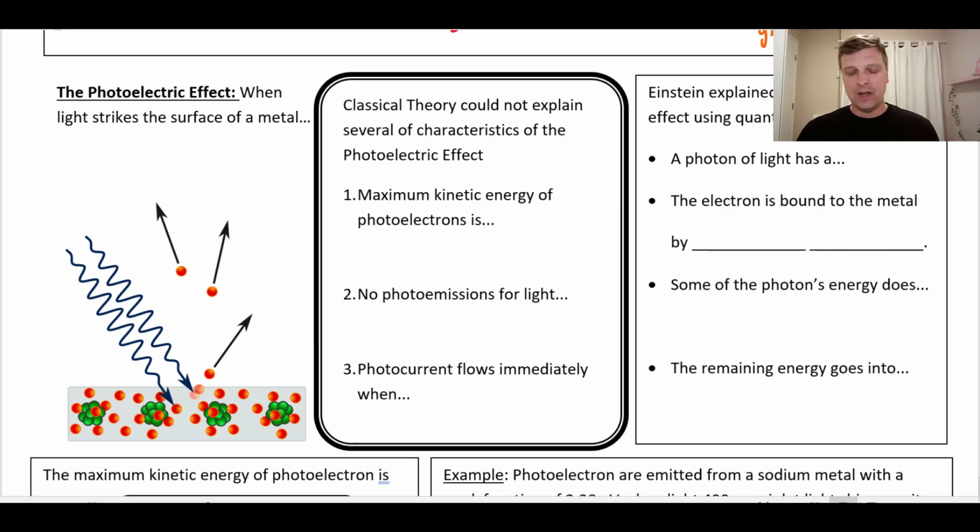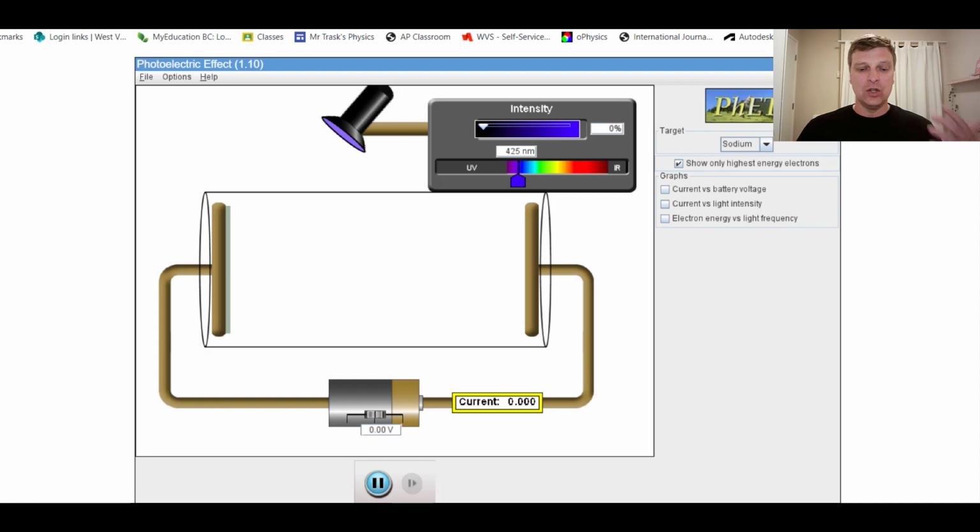Now, the photoelectric effect is something that had been observed for a while, but again, didn't really have a satisfying explanation. Essentially, what the photoelectric effect looks like is if you shine light on a piece of metal, like maybe this nice purple light that I've got here, and I'm shining it on a piece of sodium, what you'll notice is that electrons are ejected from the surface of the sodium. And those electrons get fired off and they travel with a certain amount of kinetic energy.